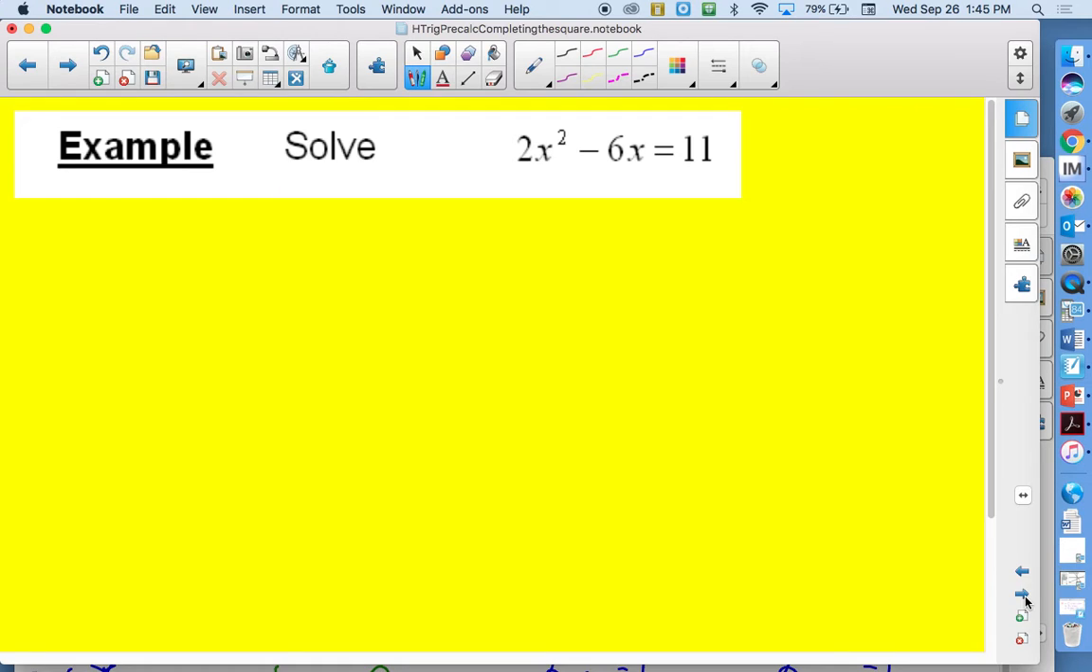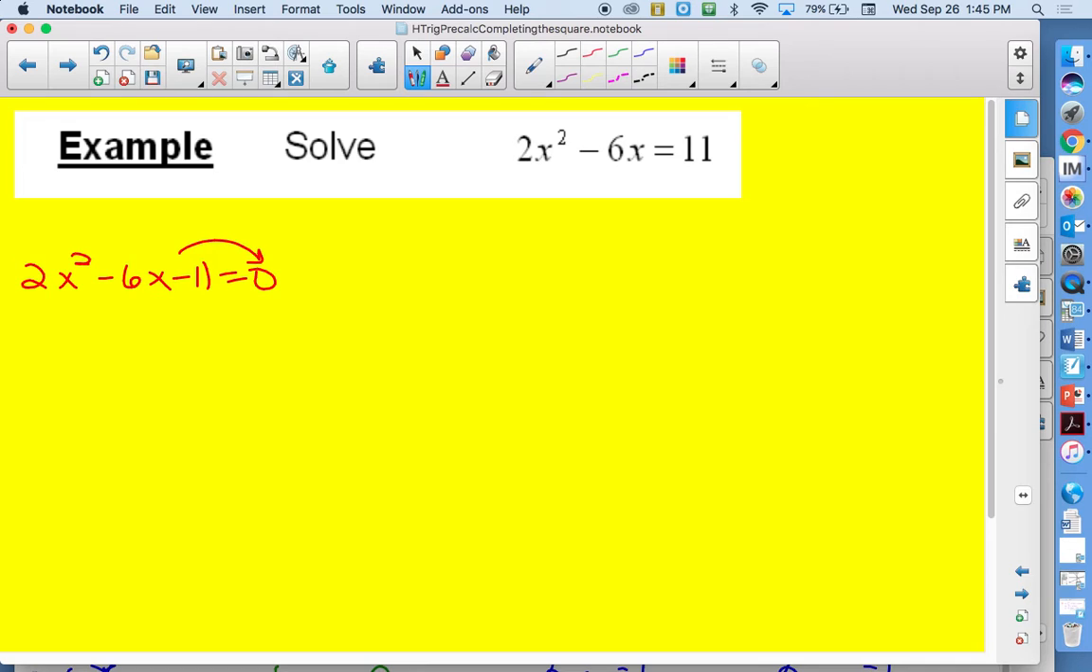The first thing that you still need to do is take c over to the other side. And in this case, it's already on the other side. So this problem probably started looking like this, but the c was taken to the other side to kind of start us off. So you don't have to do that step. Does anybody know what you do next?